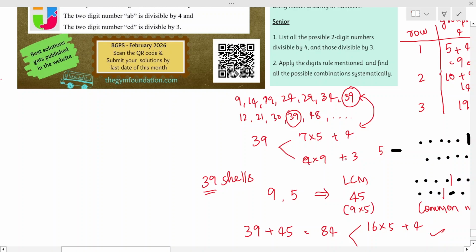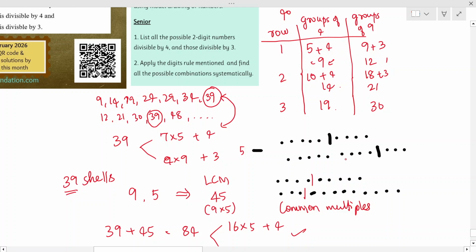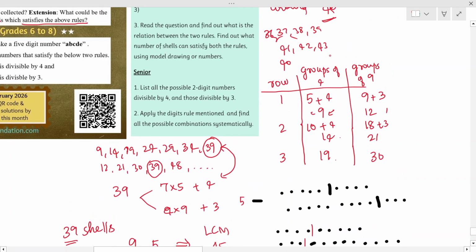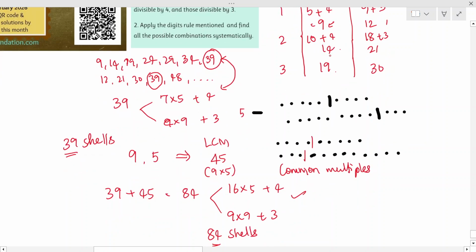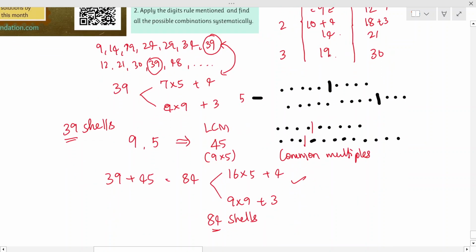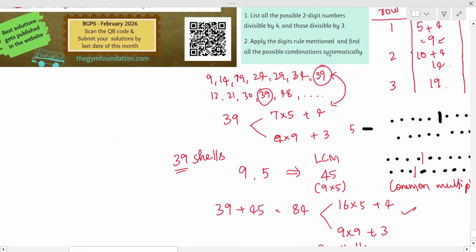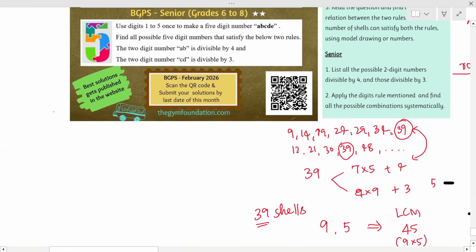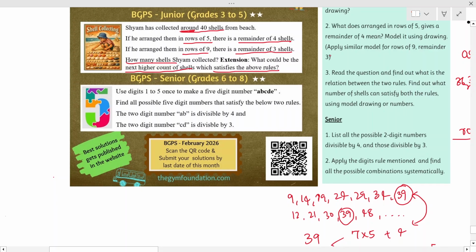If not, please go and check how we were able to apply visual thinking and systematic working to get the answer of 39 shells and 84 shells, with the extension question. So now we are going to see how we can apply algebra to work on it.